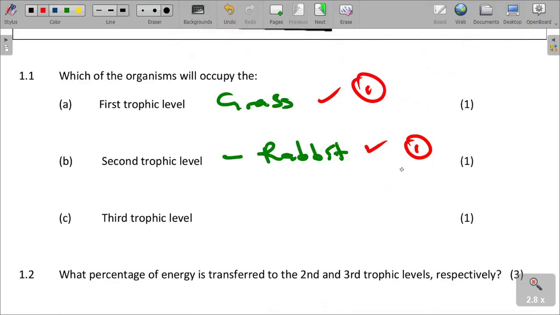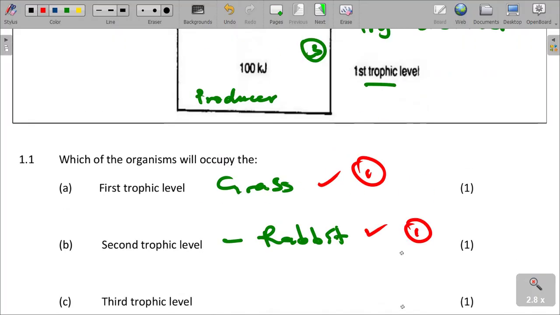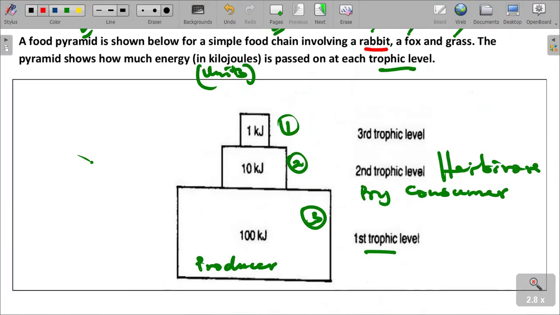And then the third trophic level should be a secondary consumer. Third trophic level, we are saying this should be a secondary consumer.